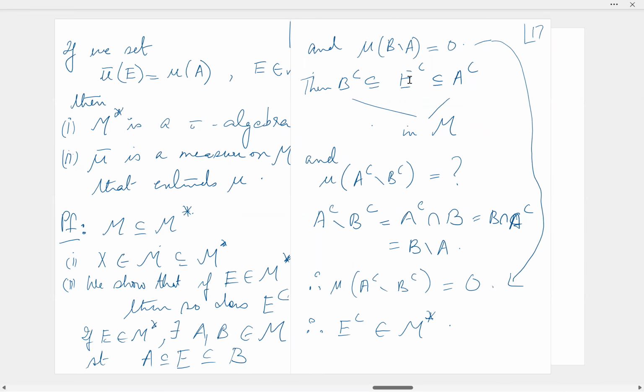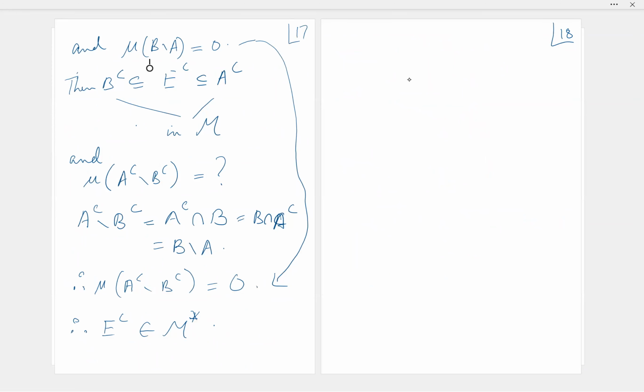Okay, so the last, fourth thing for this to be a sigma algebra is that the countable unions of sets in M star should be in M star. So third, we let E_i be in M star. We show that the union of E_i is in M star.